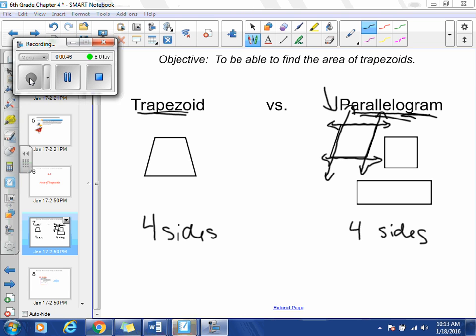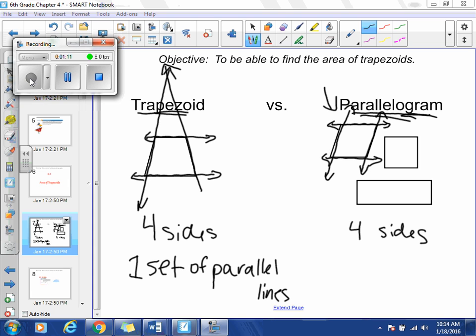If we look at trapezoids, though, we see that just like parallelograms, here's one set of parallel lines. Those lines will never get closer together. They will never intersect. However, the second set of lines is not parallel because, as you can see, these lines get closer and closer together and eventually intersect. So a trapezoid then only has one set of parallel lines.